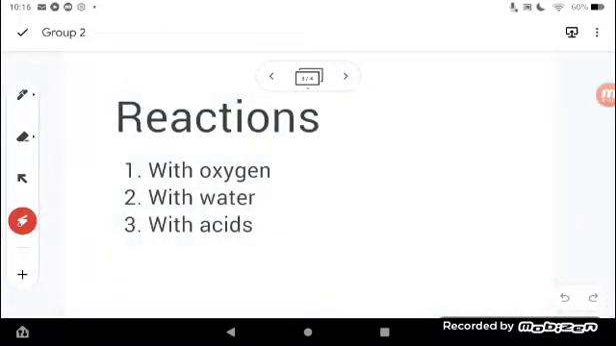Now, if we have a look at their reactions, there are three reactions you need to be aware of. The first one is oxygen, second with water, third with acids. I'm just going to go through what the products would be in this case. So with oxygen, I'm just going to use calcium. Oxygen will react to form calcium oxide. Now, oxygen is O2, calcium is Ca. So when you balance it, it will be 2Ca plus O2 gives you 2CaO. The reason it's CaO is because calcium has a 2+ charge when it's an ion, oxygen has a 2- charge, so it's balanced.